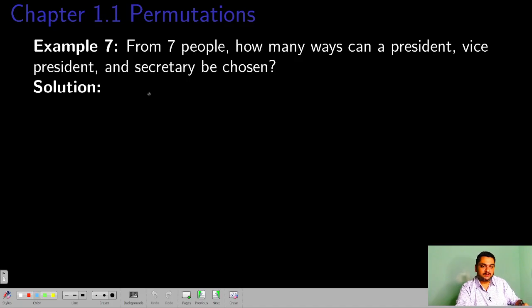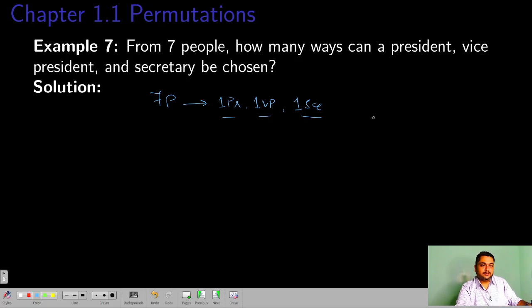Next, from 7 people, how many ways can one president, one vice president, and one secretary be formed? See, it's a permutation problem. Why? See, all the roles are different. If these were the same, then I could have chosen.